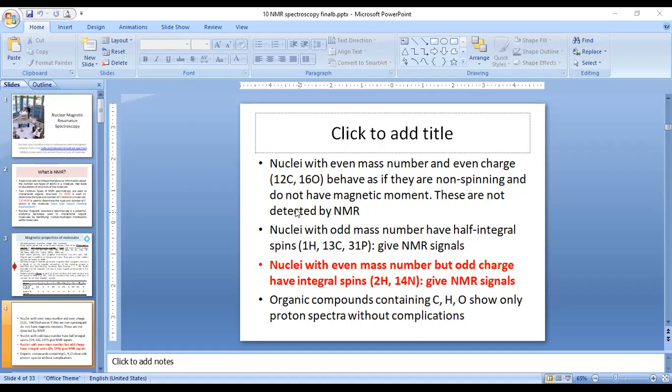Of course, I told you that carbon 12 is not active because the net spin is 0, and therefore it does not absorb the radio waves, and therefore there is no question of any transition of the spin. So we don't use carbon 12, but we use carbon 13 for NMR spectroscopy.